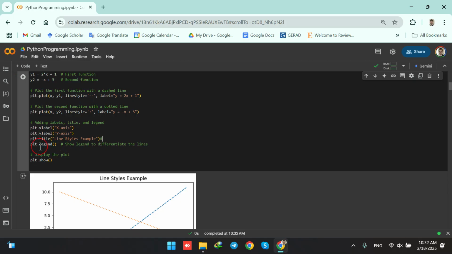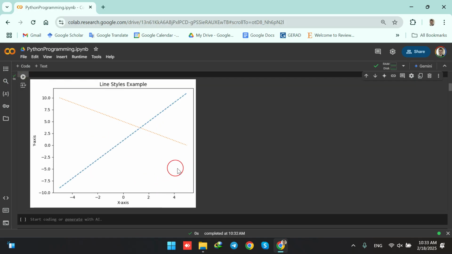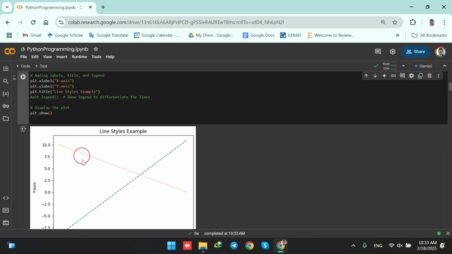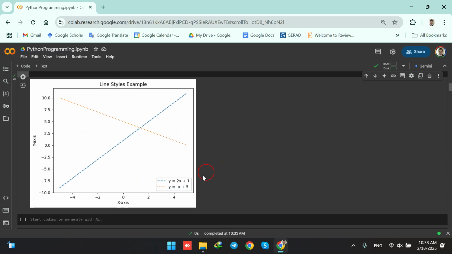So if I simply comment this one and run the code one more time, we see that it disappears. So even if we label the lines, we need to include the legend function in order to have the legend being printed in the output here as you see it.